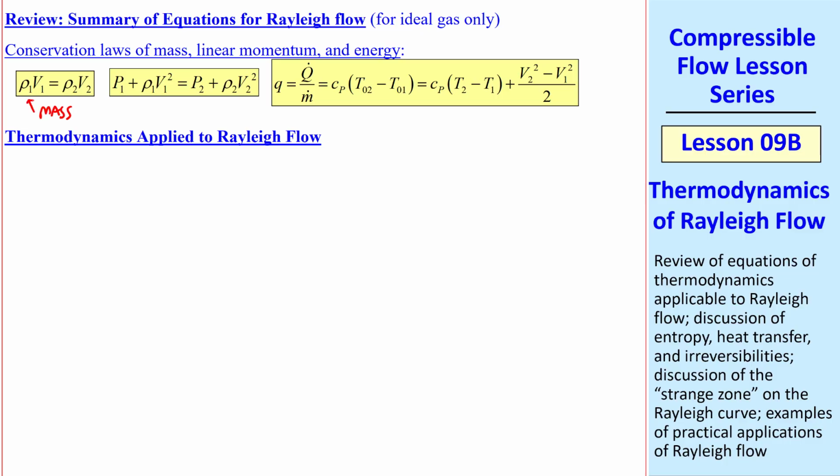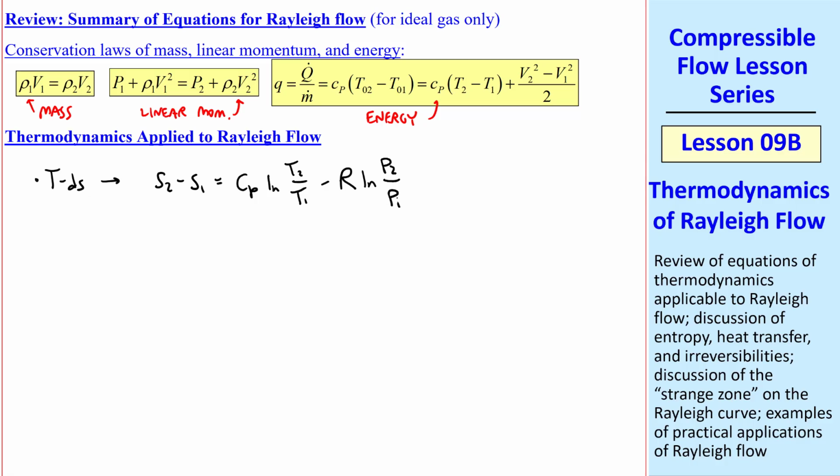We have conservation of mass, the linear momentum equation, and conservation of energy. And I show two different right-hand sides here. We also need some thermodynamics equations. For example, one of our TdS equations was S2 minus S1 equals Cp natural log of T2 over T1 minus gas constant R natural log of P2 over P1. I'll call that equation 4.